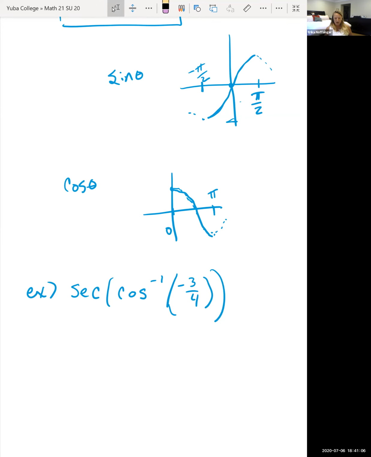We have to think about though when cosine is negative, because that's where my angle has to be, because I'm dealing with a cosine inverse. And so notice that cosine is negative between pi halves and pi. It falls below the x-axis here. So I know that theta in my answer has to be between positive pi halves and pi. And sorry, not negative pi halves, positive pi halves.